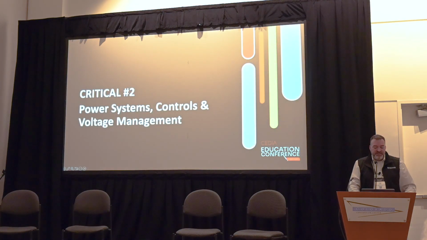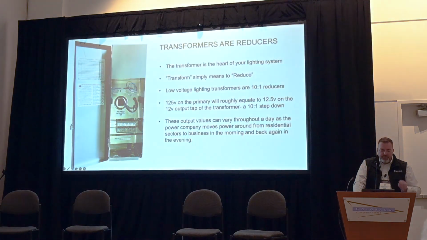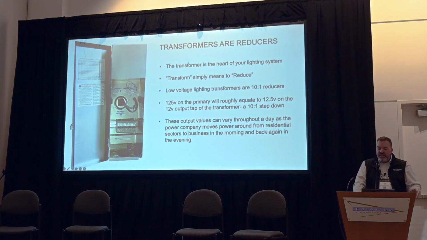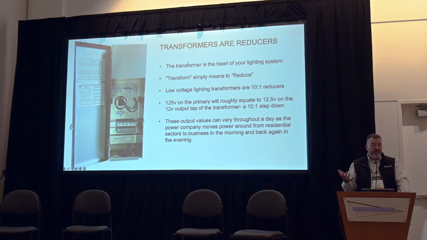Okay, let's look at power systems, controls and voltage management. Let's start here looking at some transformers. Now, transformers themselves, you guys may know this, but transformers are not complicated. They're just reducers. And all they're doing, it's a 10-to-1 ratio. They're taking line voltage power, reducing it 10 times down into a low voltage spectrum. So if you have a 120 volt system, it's knocking it down to 12 volts. It's just reducers. That's simply all it is.